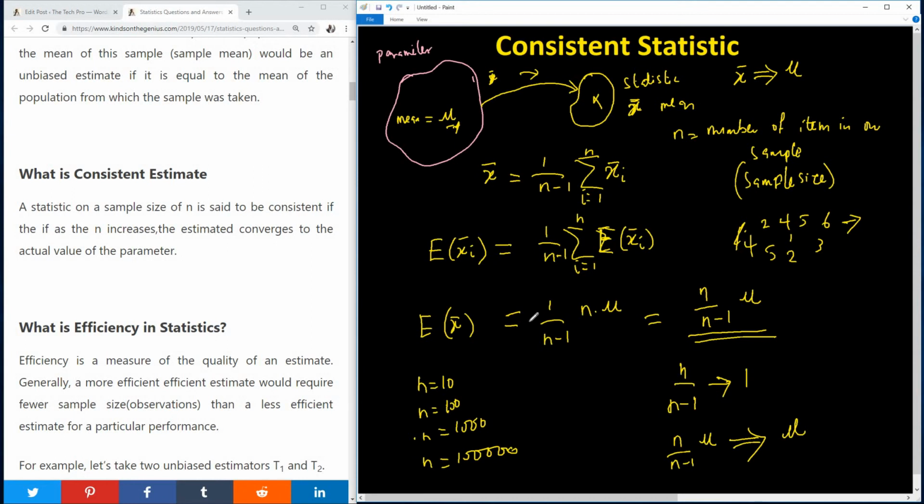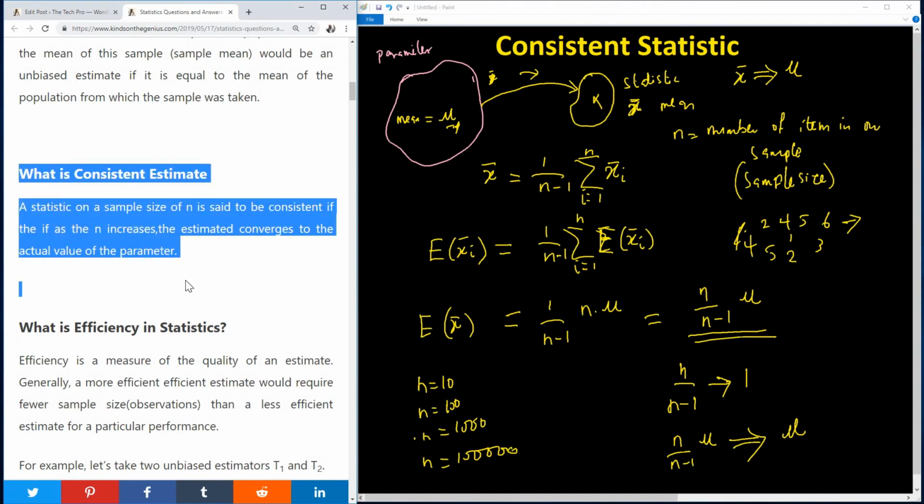So compare this with the definition we have here, which says that a consistent statistic is a statistic such that as n increases, the estimated value converges to the actual value of the parameter. And we have succeeded in proving it in this place.